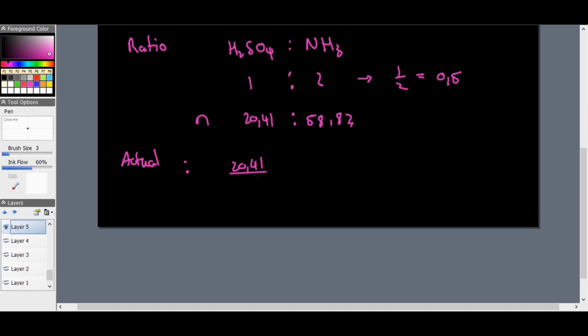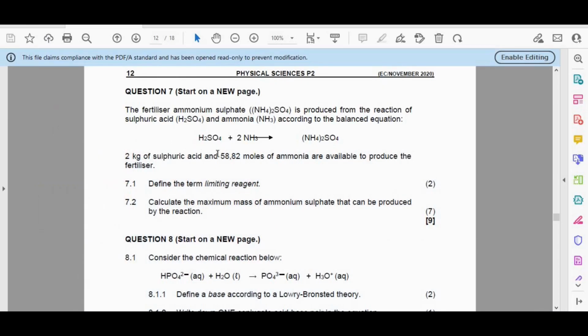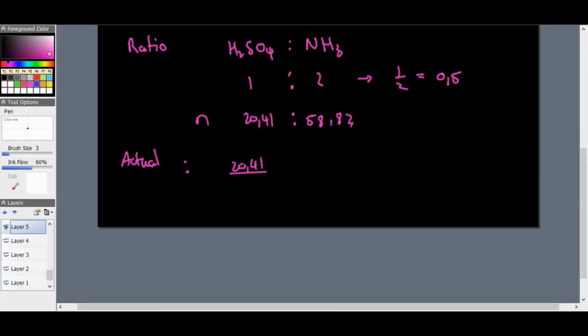Okay, so in decimal, this half basically is 0.5, right? If we're taking theoretically this amount of moles that should be reacted, and this is the amount of moles of ammonia available to produce the fertilizer. We calculated theoretically 20,41 moles. Theoretically, we should have used only 40,82, but we actually were told that 58,82 was available. So without even doing this calculation, which I'm going to do now, we see that this ratio is 0.34.